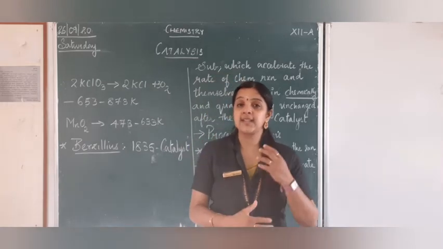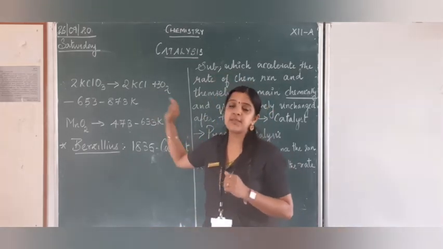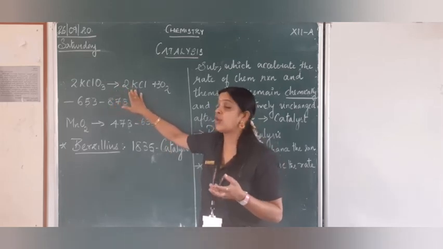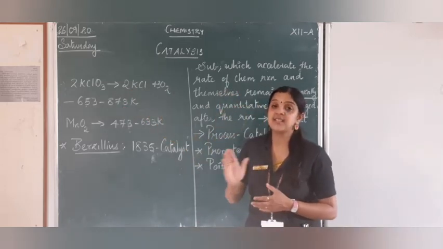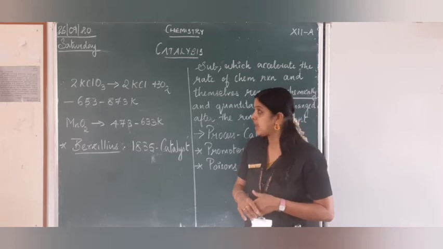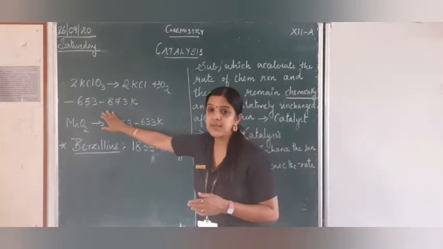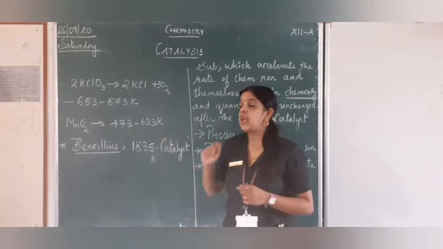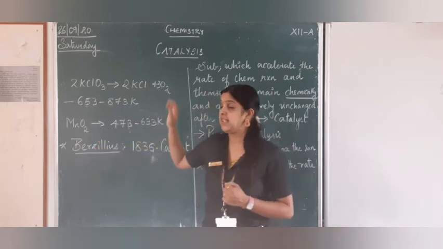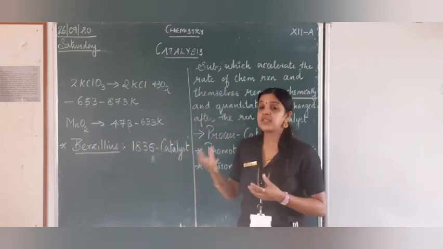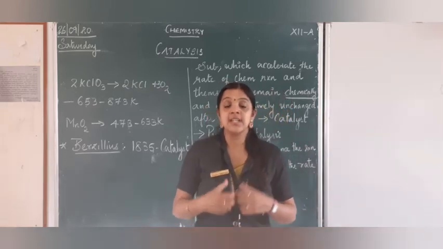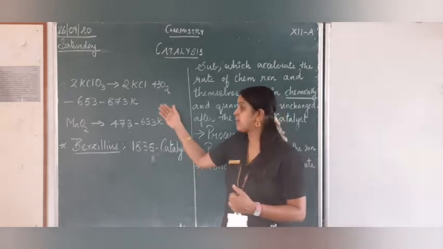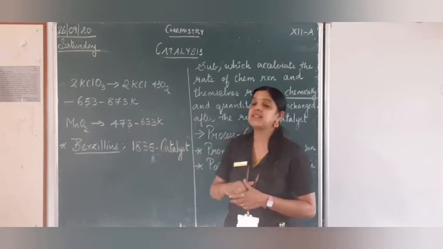So what is the role of a catalyst? We are going to see. This is an example which is given in your textbook, where potassium chlorate on heating strongly decomposes to form potassium chloride and oxygen. It releases oxygen to the atmosphere. Now this actually takes place at around 653 to 873 Kelvin. That was the temperature at which this reaction happens. But when manganese dioxide was added along with this reaction, it started occurring at low temperature, means the product was formed very soon. We could yield the product at a faster rate. So the temperature came down to around 473 to 633 Kelvin.